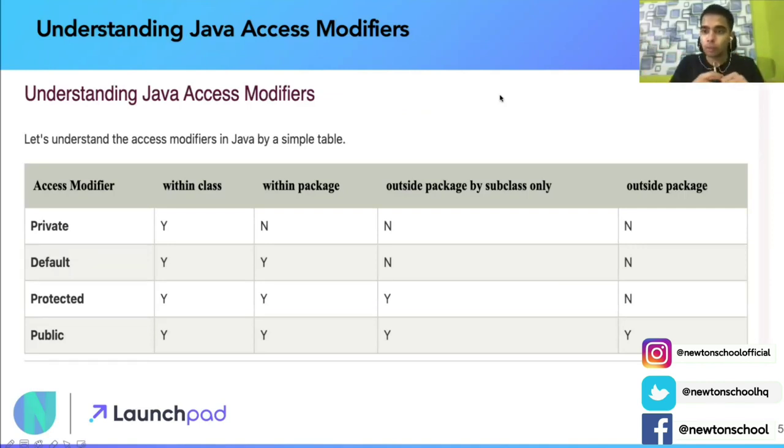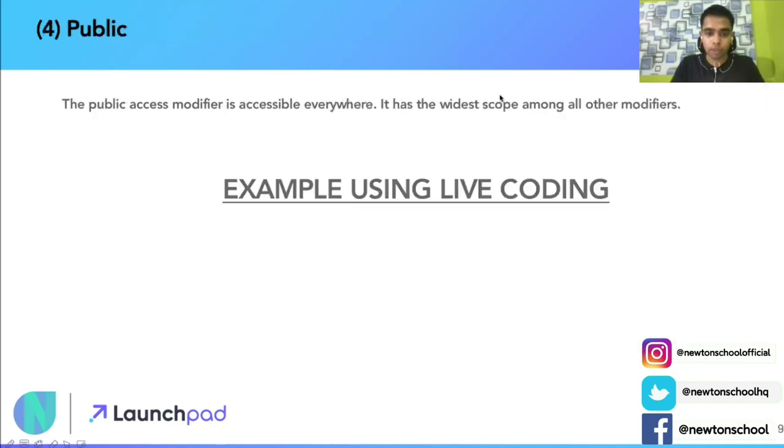A private member is only visible within the class, not within the package, not outside the class, not outside the package. Default is visible only within the class and within the package. A protected member is visible within the class, within the package, as well as outside the package only if you use inheritance and call it by the subchild class. The fourth one, public, which is the last one, is accessible everywhere: within the class, within the package, outside the class, outside the package, with or without the use of a subchild. Got it? So these were the 4 access modifiers in Java.